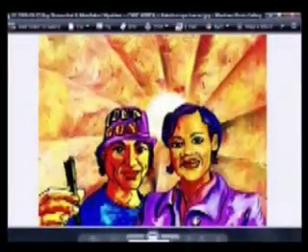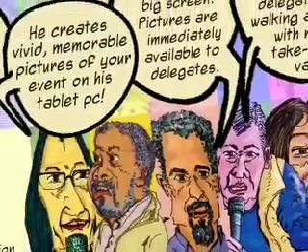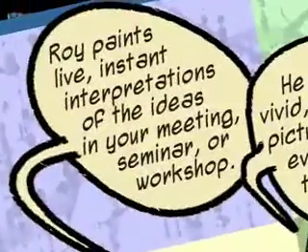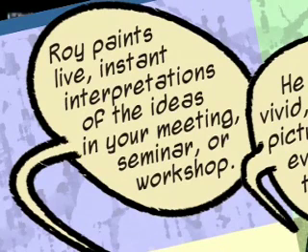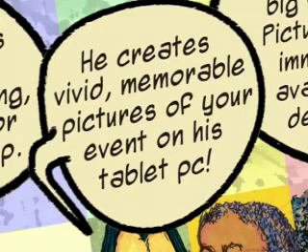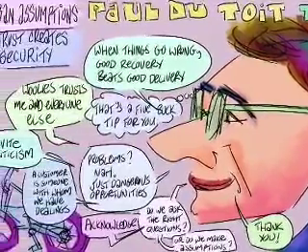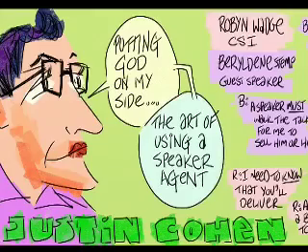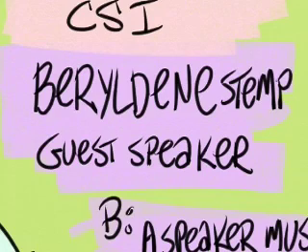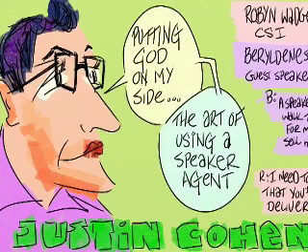Give me some examples of the work you've done. Okay, here's an example of my business card. Roy paints live instant interpretations of the ideas in your meeting, seminar, or workshop. He creates vivid, memorable pictures of your events on the tablet PC. This is Paul Dutoit. I made this summary of one of the talks he gave at a conference. Okay. This is Justin Cohen. I'm just going to enlarge that for you. I'm really just grabbing the ideas. So Beryl Dean, Stemp, guest speaker. I'm grabbing the thoughts as they come. I really just go for giving people a view of what I find interesting.